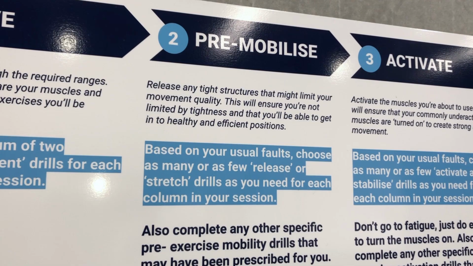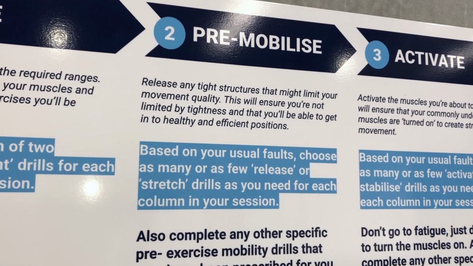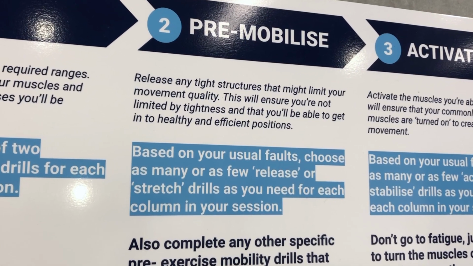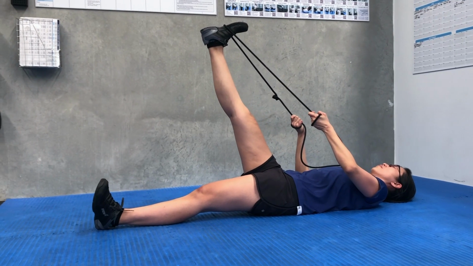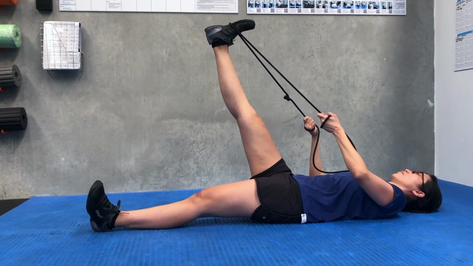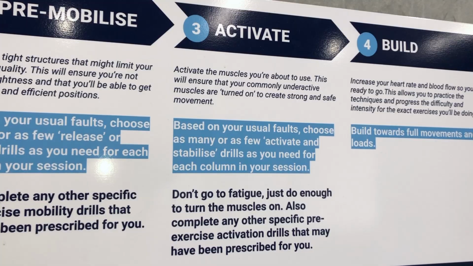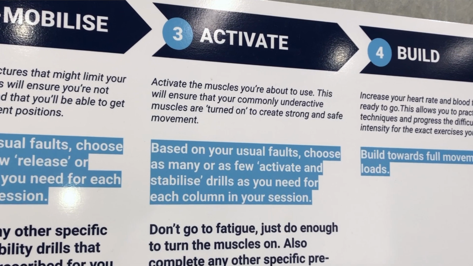From there, we move on to step 2, pre-mobilize, which helps to reduce any tightness that may prevent you from moving well. Now, there could be certain faults that you often see in your movements that are caused by you being too tight. If this is the case, you can find the fault in each column and do as many or as few of the release drills and the stretch drills as you need. If you're not normally limited by tightness and are instead limited by some sort of stability or your ability to control movement, you should move straight on to step 3, which is activate.